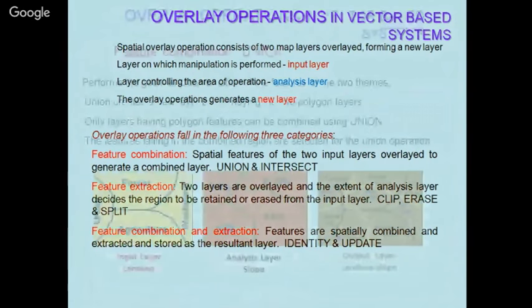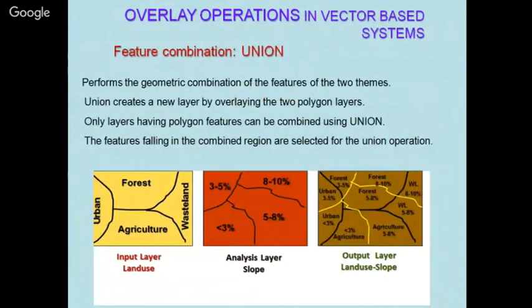One classic example of union you can see. If you have a slope layer as well as a land use layer, and you want to combine these two layers into a single feature class, having both the land use values as well as the slope values, then you can use this union tool to combine and get the results.